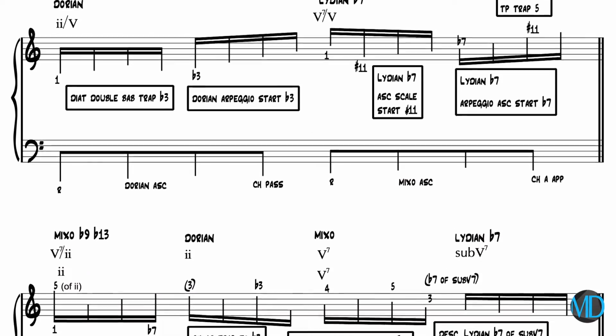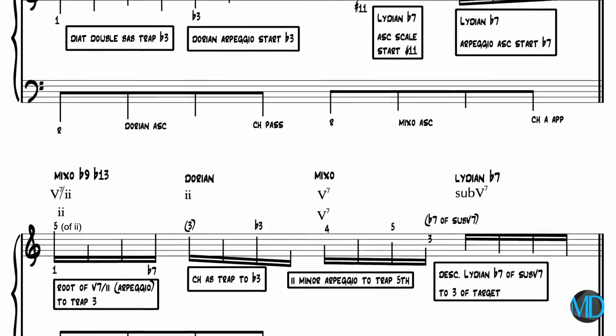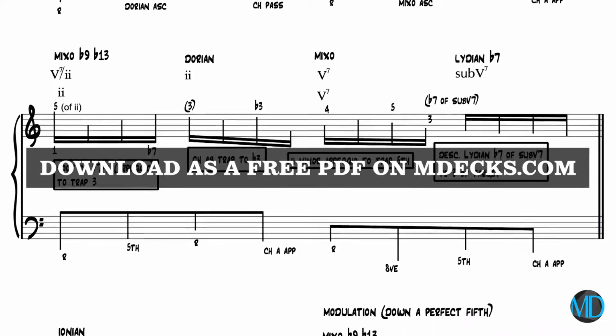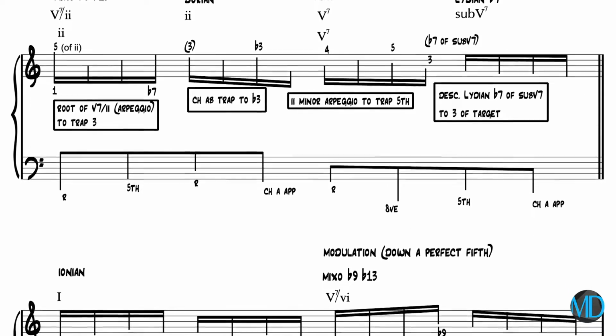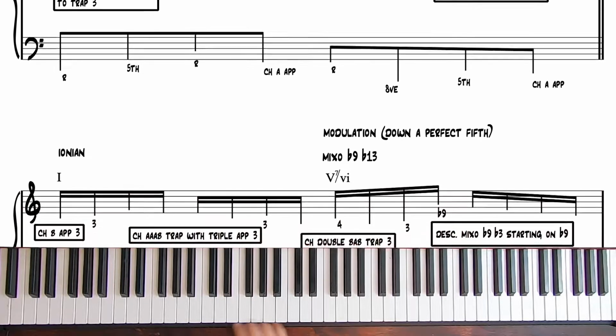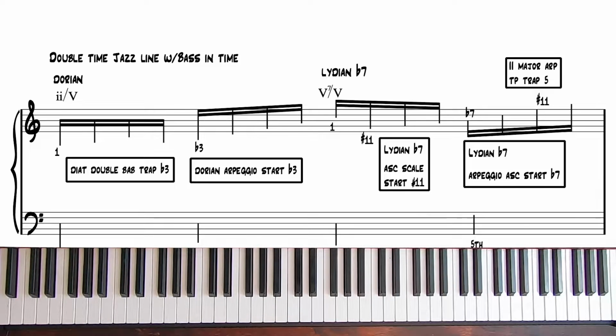So let's take a look at the conceptual chart. Remember, you can download it as a free PDF from mDecks.com. In this PDF, there are 4 conceptual charts. For now, let's only concentrate on the first one.